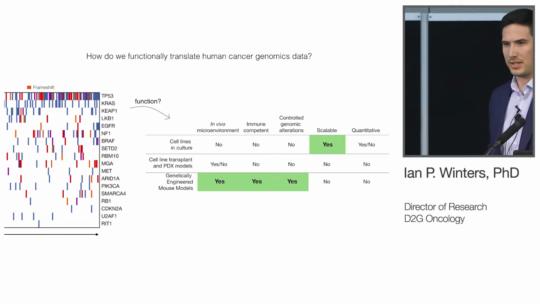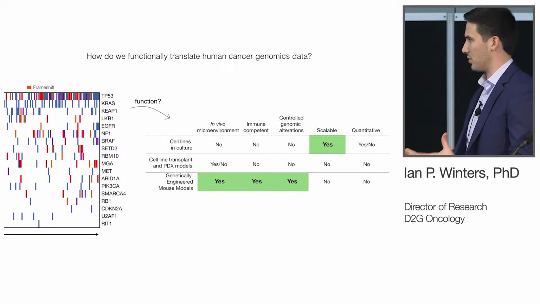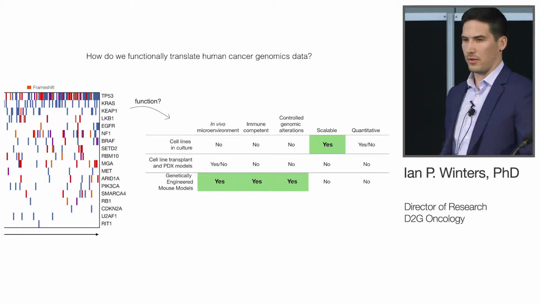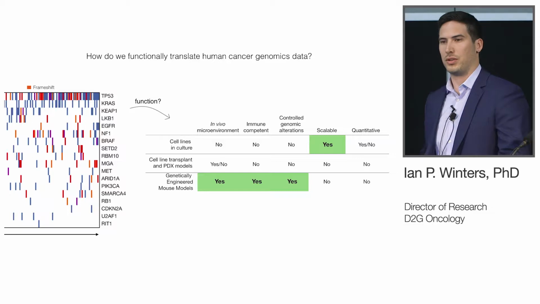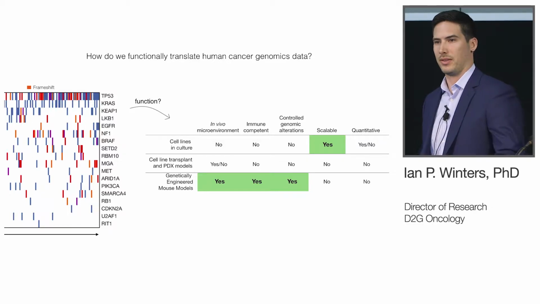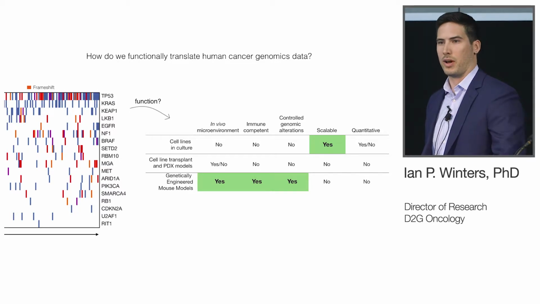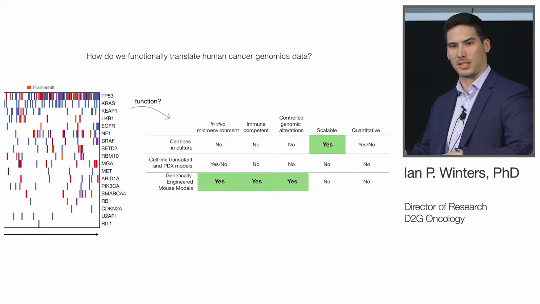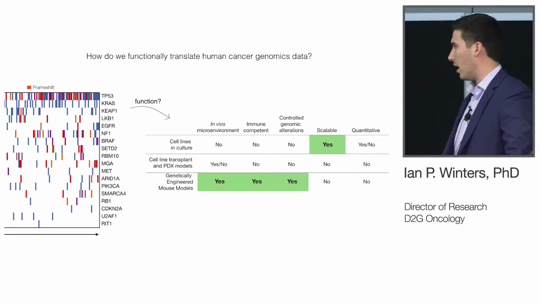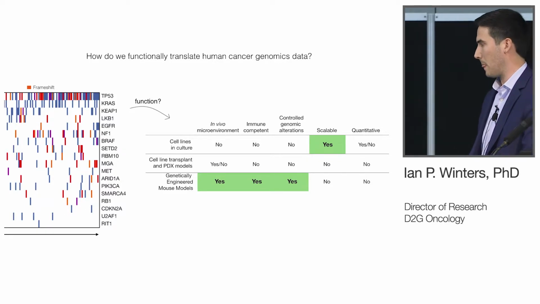There are a number of systems that fit into broad categories to address this, these functional genomics approaches. You can, of course, use cell lines in a dish. Those are particularly useful when you're trying to work at scale. They're very easy to scale, but they don't have an in vivo microenvironment. There's no immune system. It's typically very difficult to control the genomic alterations, at least the background alterations you're dealing with. They typically are quantitative, which is an advantage depending on how you use them.